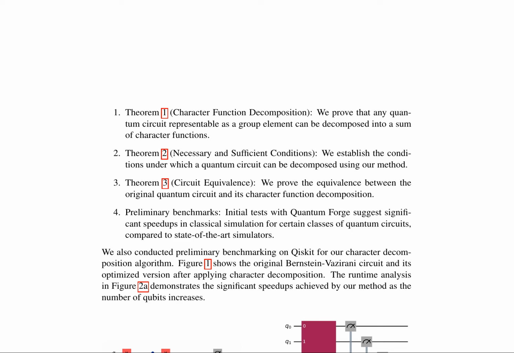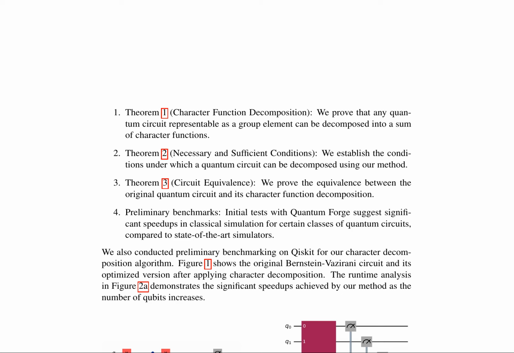The authors present 3 theorems that form the foundation of their approach to quantum circuit analysis and optimization. The first theorem, known as character function decomposition, asserts that any quantum circuit representable as a group element can be decomposed into a sum of character functions. This theorem provides a mathematical framework for circuit decomposition.